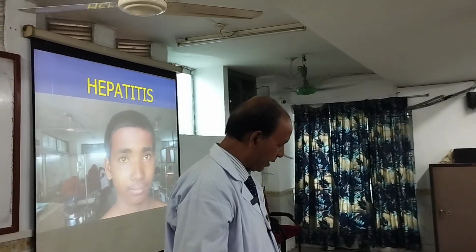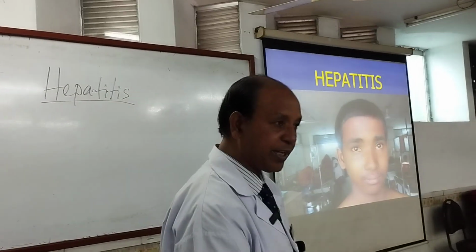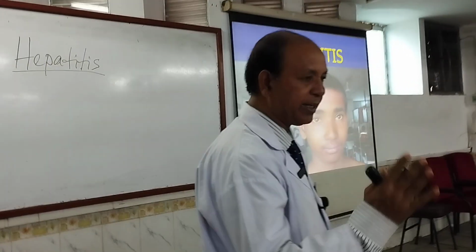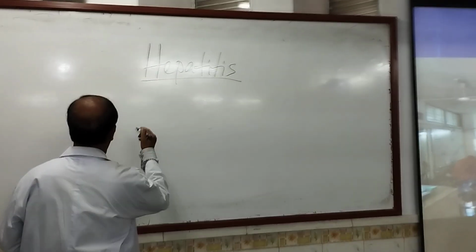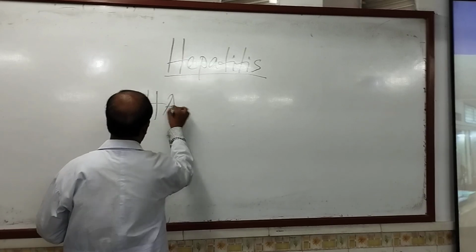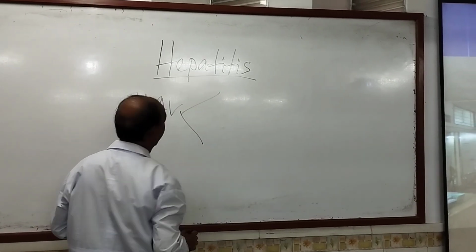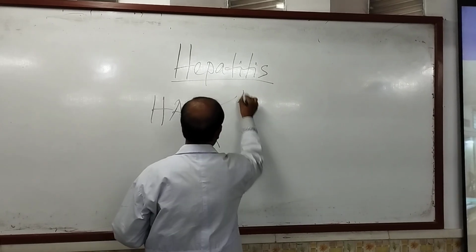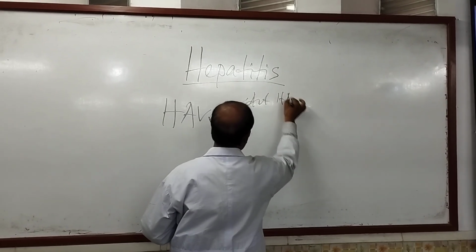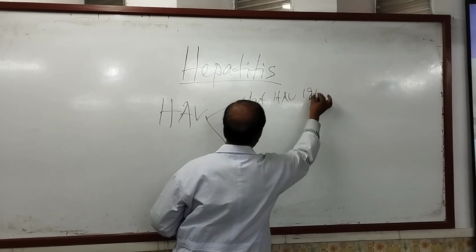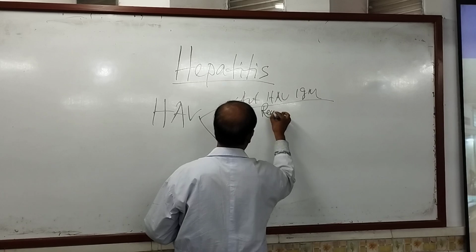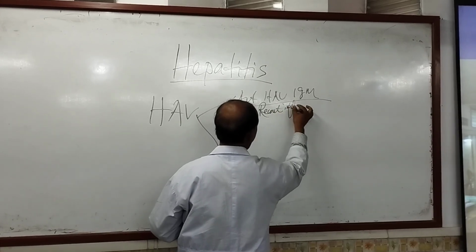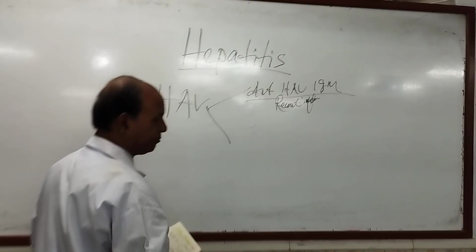What are the viral markers we see? You look, there are some antigens and antibodies we detect. Some antigens and antibodies, this is called viral markers. Remember this. Hepatitis A virus consists of two antibodies. One is anti-hepatitis A virus IgM type. This indicates recent infection.